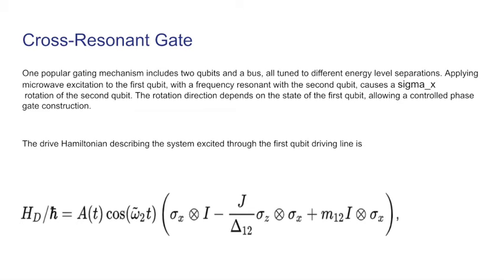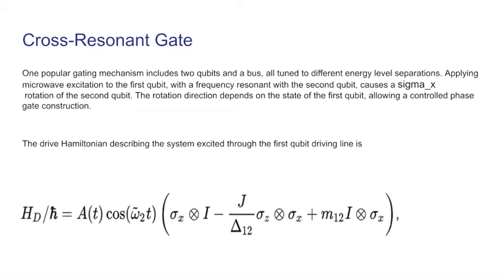Now we come to the two-qubit gate. The cross-resonant gate is an implementation of a two-qubit gate. It includes two qubits and a bus, all tuned to different energy level separations. Applying microwave excitation to the first qubit with a frequency resonant with the second qubit causes a sigma x rotation of the second qubit. The rotation depends on the state of the first qubit, allowing a controlled phase gate construction.